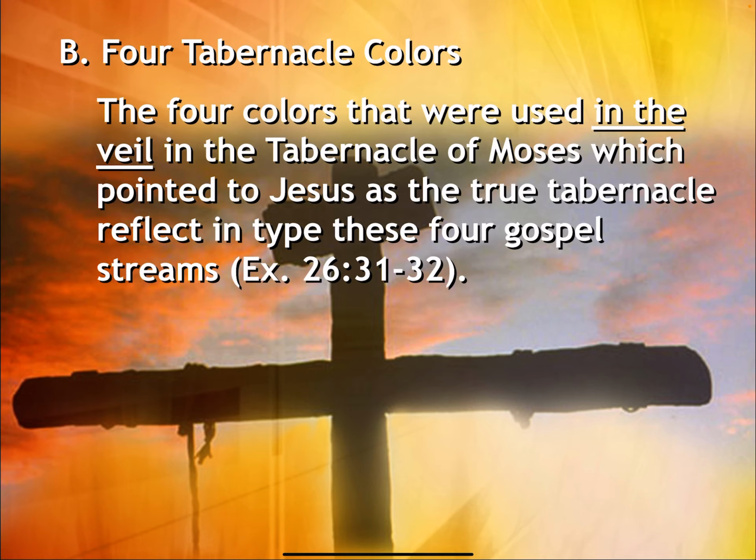You shall make a veil woven of blue, purple, and scarlet thread, and fine woven linen, and it shall be woven with an artistic design of cherubim. You shall hang it upon the four pillars of acacia wood overlaid with gold, and their hooks shall be gold upon four sockets of silver. So how does this typify the four gospels?